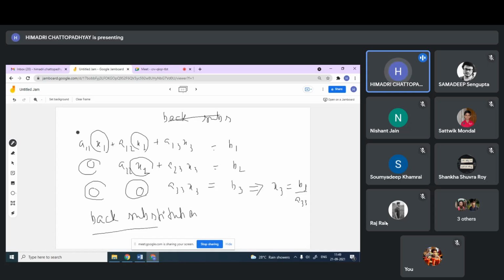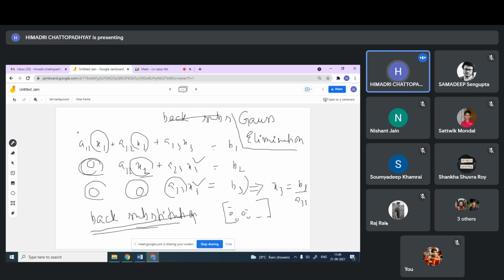This process of solution of a matrix which we are discussing is known as Gauss elimination. We have not yet started Gauss elimination. Now we are discussing Gauss elimination, but this is not Gauss elimination. We are doing back substitution, because if I know a33 and b3, x3 is known, then x2 is known. So if you have a matrix where the elements below the diagonal are 0, you can solve by back substitution.